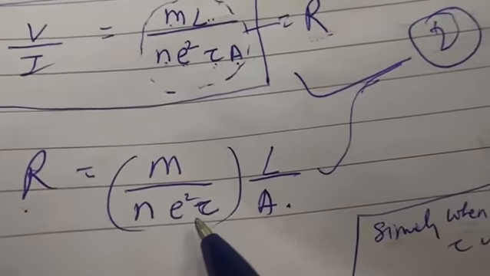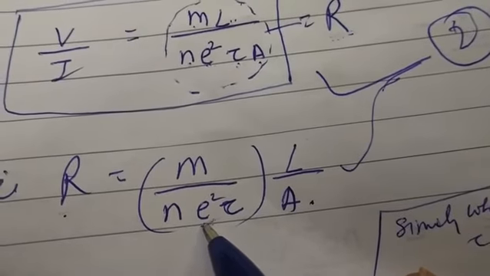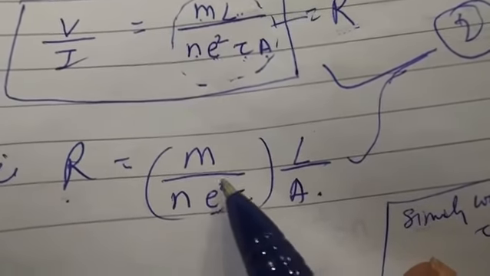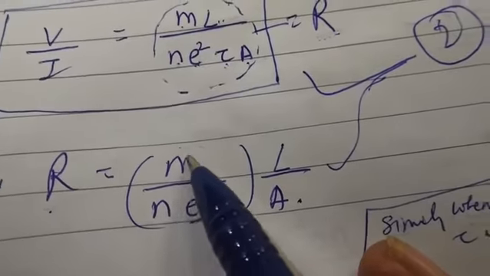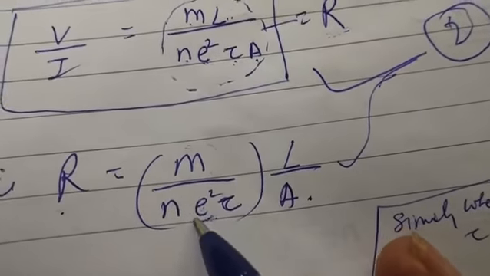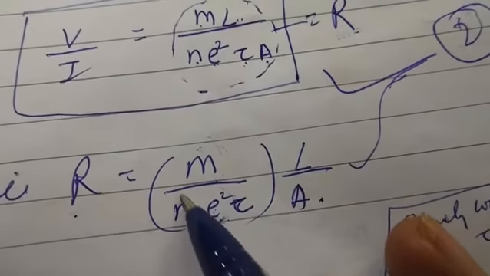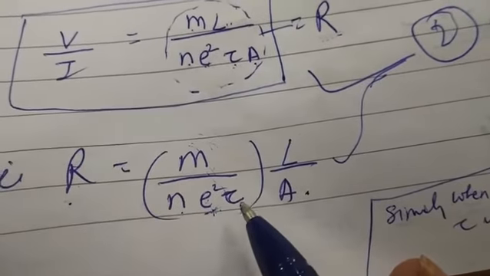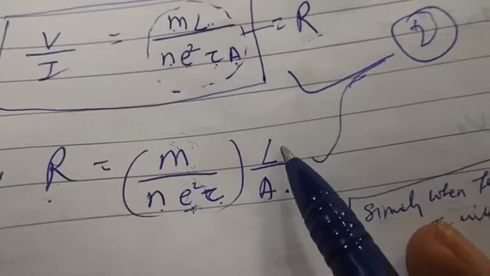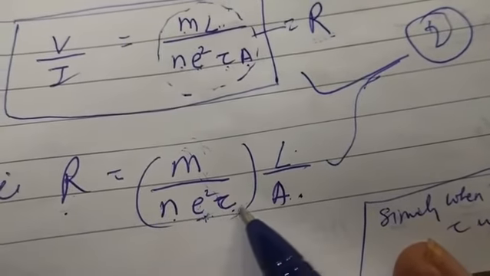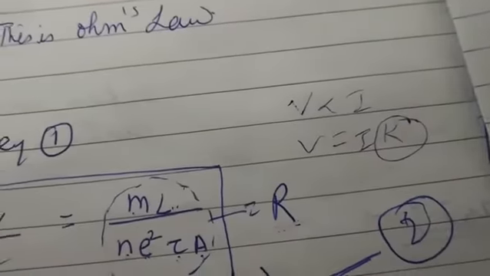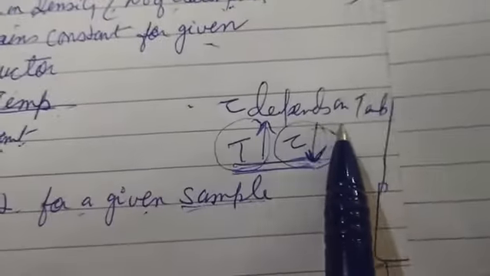Now look here. The charge on the electron e is always constant, that is 1.6 into 10 raised to the power minus 19 coulomb, and the mass is also constant. So e and m are always constant. Resistance depends upon electron density, relaxation time, length, and area of cross section. And this tau depends upon the temperature.